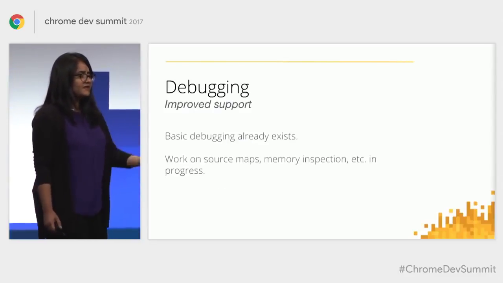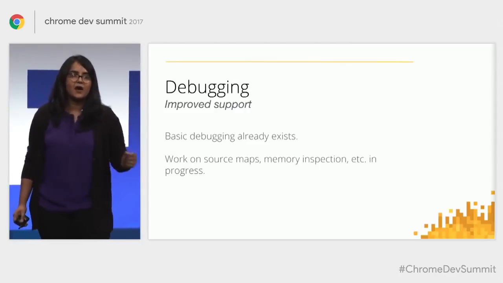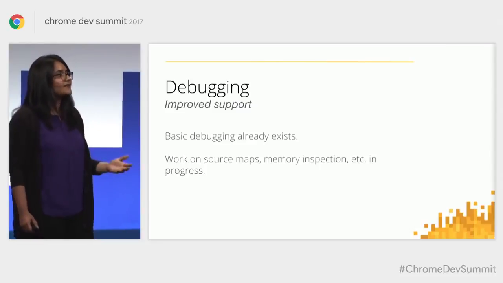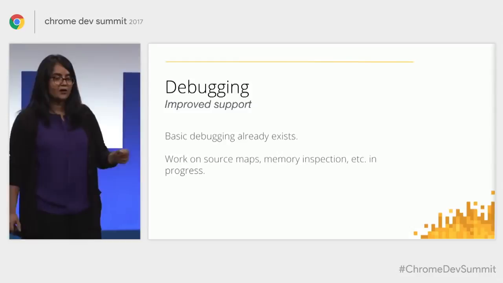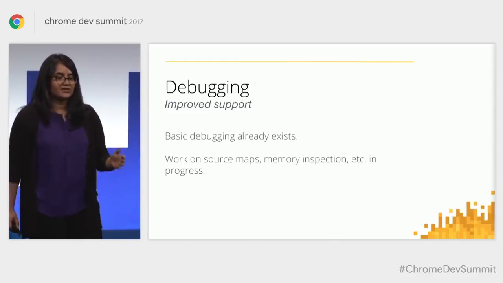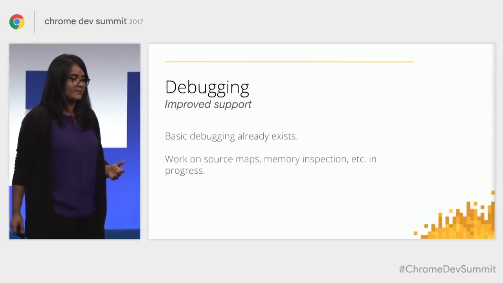So because of the nature of compilation targets, debugging in WASM is not always easy. We have support for basic debugging, but we're actively working on adding source maps, memory inspection, and all of that good stuff. So it will make debugging your application simpler and help with figuring out exactly what's going on with your application.